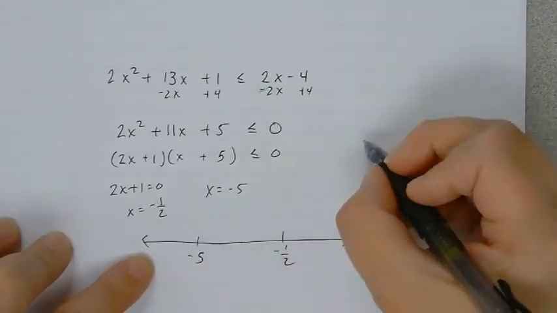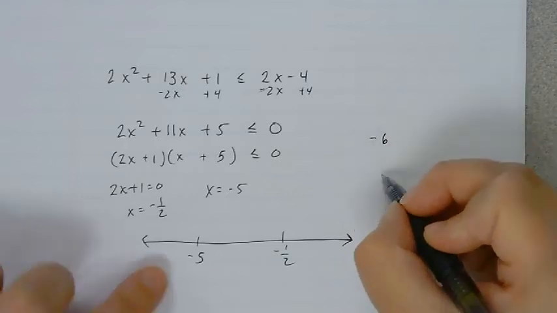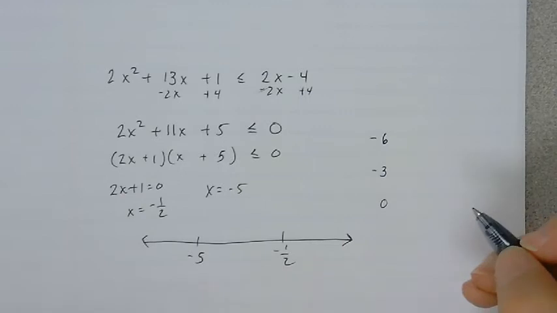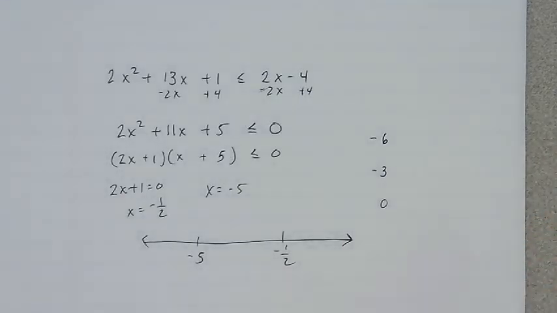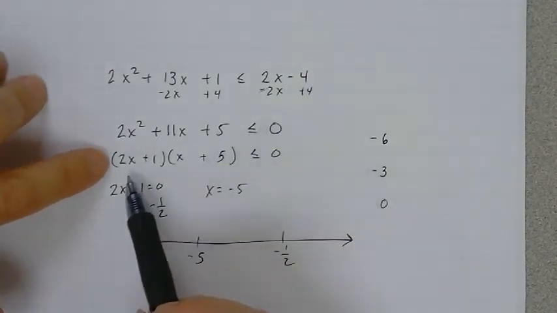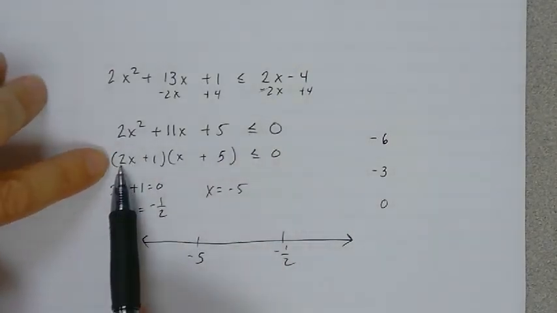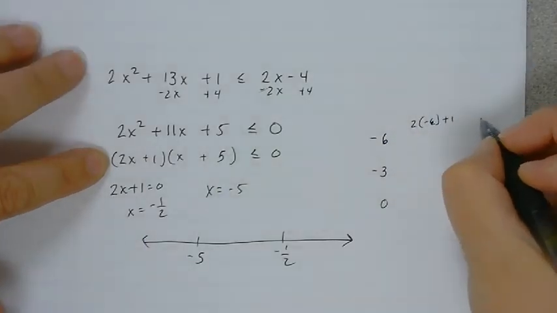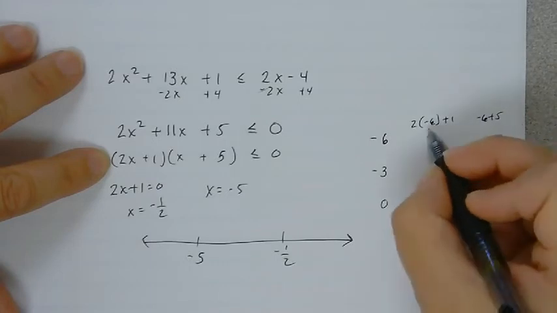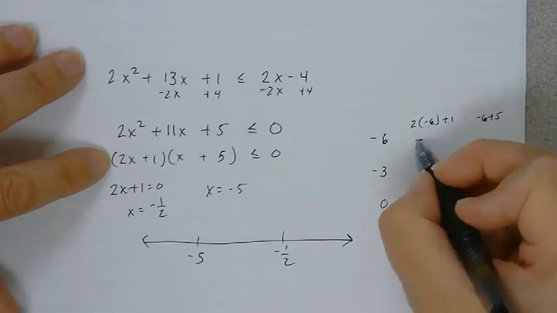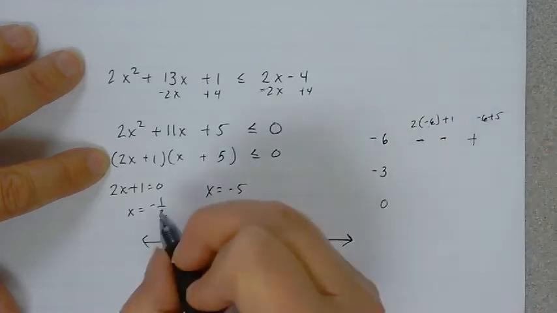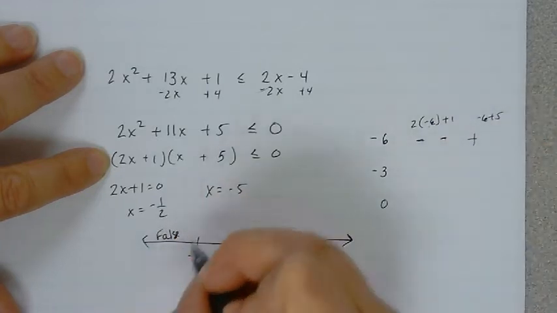I'm going to try something smaller than negative 5. I'm going to try negative 6. In this area, I'm going to try negative 3, and over here, I'm going to try 0. And I'm looking for the places where this is negative, smaller. So if I put negative 6 in, 2 times negative 6 plus 1, and the other one is negative 6 plus 5. So this is negative 12 plus 1, that's going to be negative, and this is going to be negative. And a negative times a negative is a positive, so this area is false.